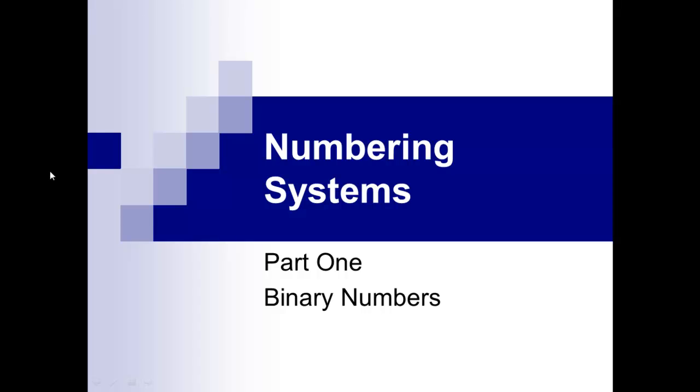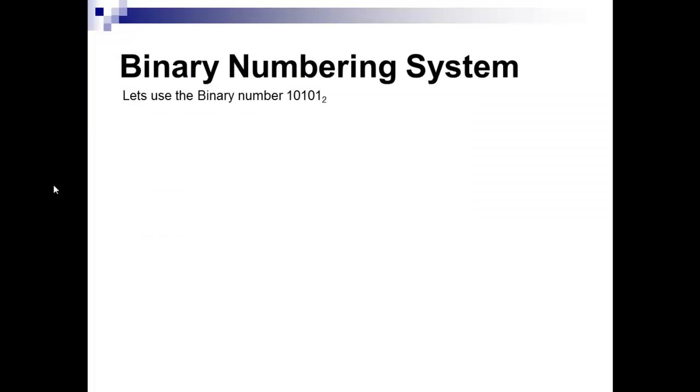So you should have already looked through the actual lecture notes and read those and gotten a pretty decent feel for how binary numbers work. I want to show you some examples and how to convert them by hand in this lecture. So let's take the number 10101 and convert that over to a decimal number.